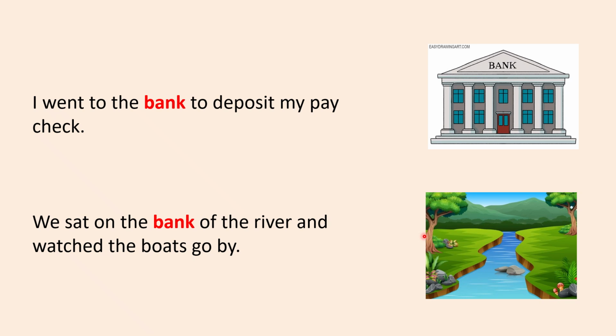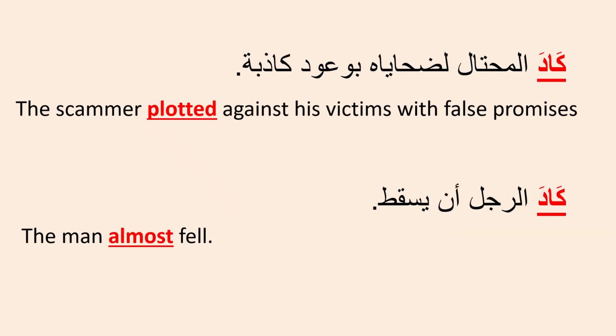Now, how did you know the meaning? You simply knew the meaning by the context. In Arabic, we have the same concept. The same feature of homography is applied also to Arabic. Here we have two words in Arabic, kada. This is a word kada and this is a word kada, the same spelling, same marks, and same pronunciation, yet they have two different meanings. In the first sentence, it means plotted, and in the second sentence, it means almost.